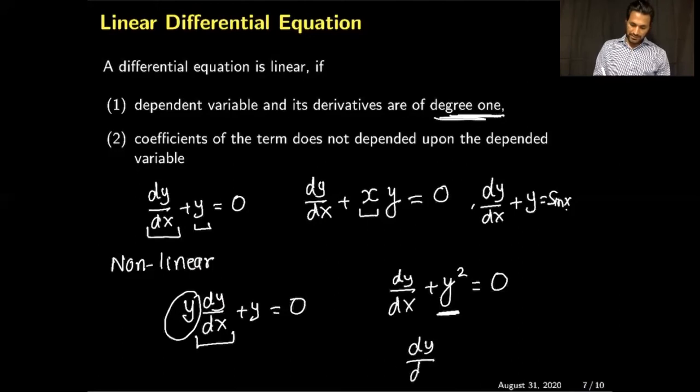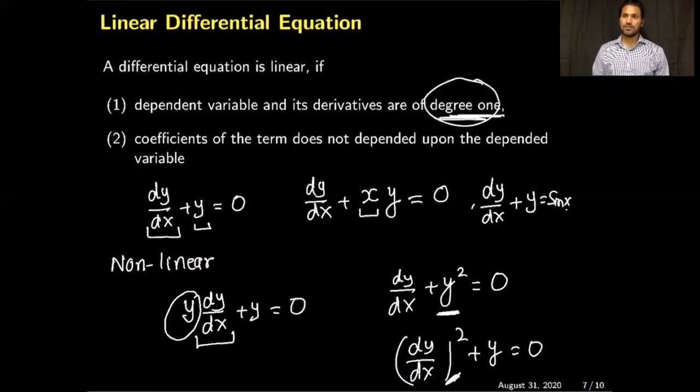Dy by dx, all squared, plus y is equal to 0 is a non-linear differential equation because the degree of the derivative dy by dx is not 1. It's supposed to be 1, so the first condition is not met. So this is also a non-linear differential equation.